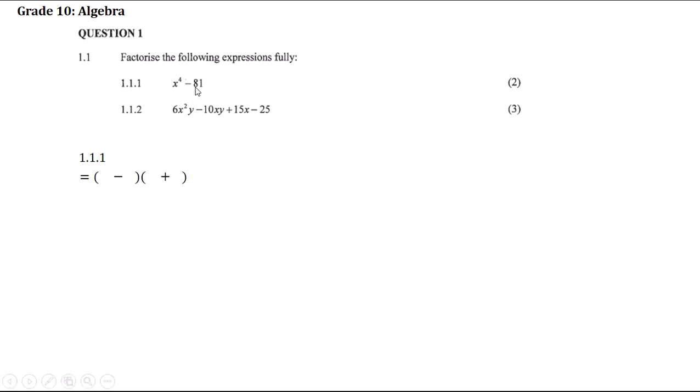Okay, whenever you're dealing with the difference of two squares, just write down 2 brackets. One must take a minus sign and the other must take a positive sign. This means it's a minus and a plus, subtraction and addition, right? Okay, then the next step is to take the square root of x to the power 4. The square root of x to the power 4 is x squared.